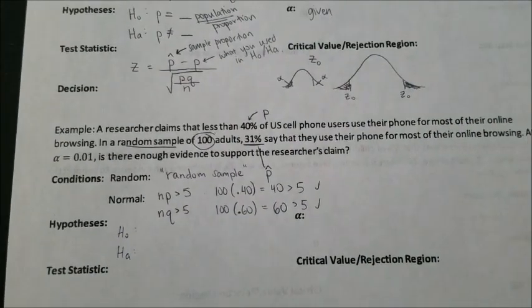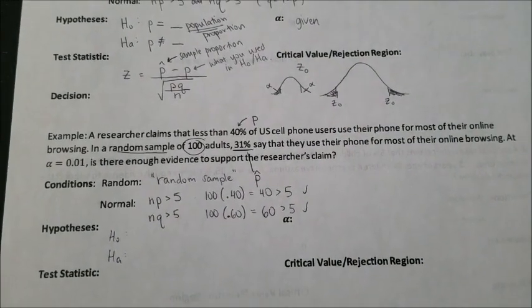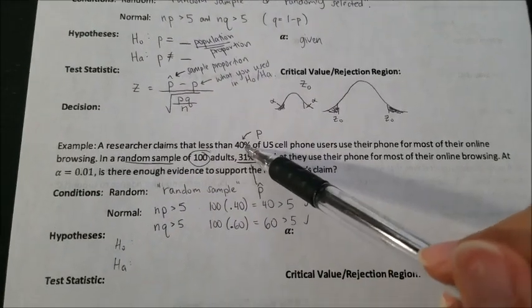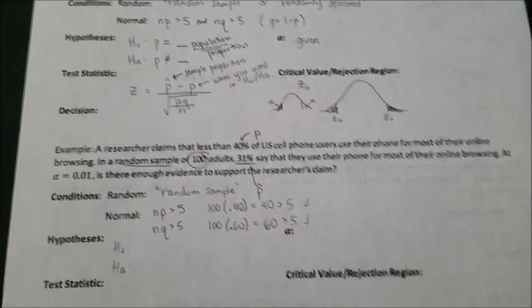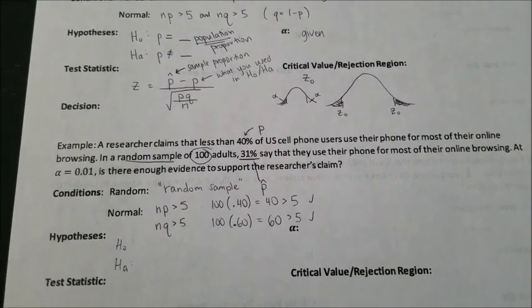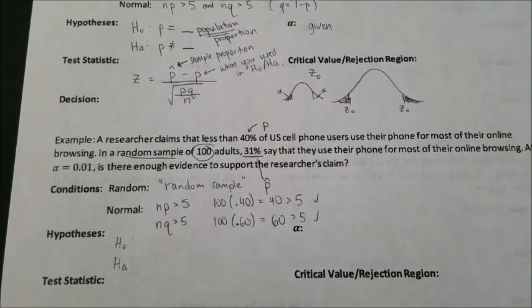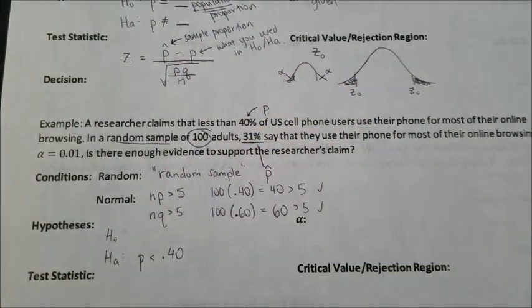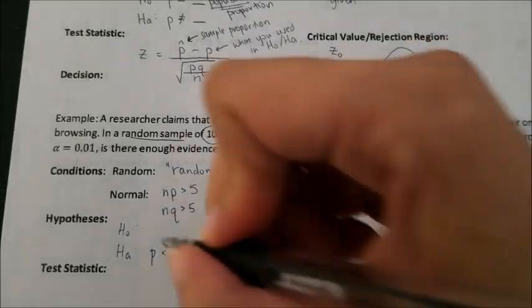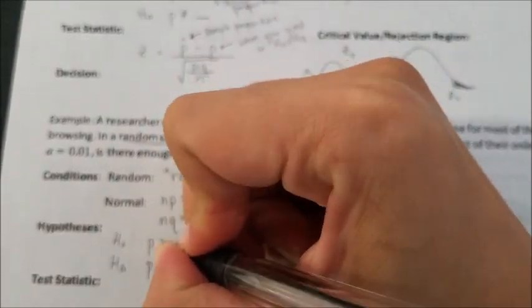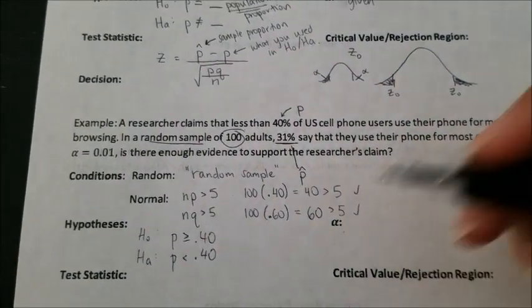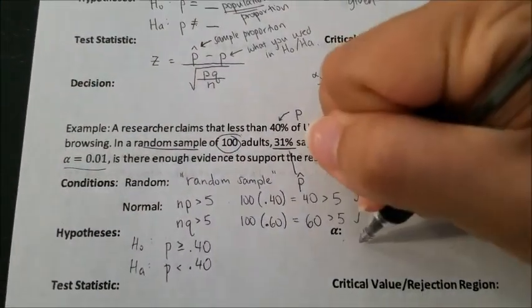All right, for our hypotheses here, H0 HA. The claim is that less than 40%. So less than is supposed to be the symbol without the equal sign, which means we're using that for our HA. And I'll change that 40% to 0.40, which means our H0 has to be the opposite direction with the equal sign, and we use the same number. For alpha, they told us alpha is 0.01.